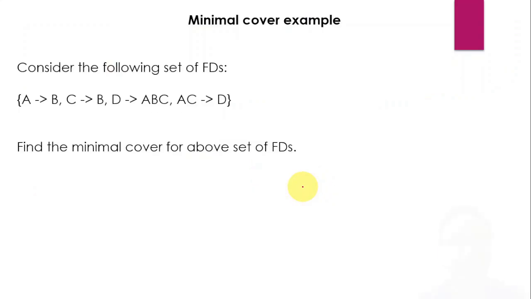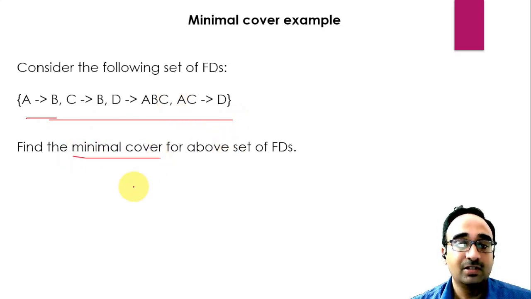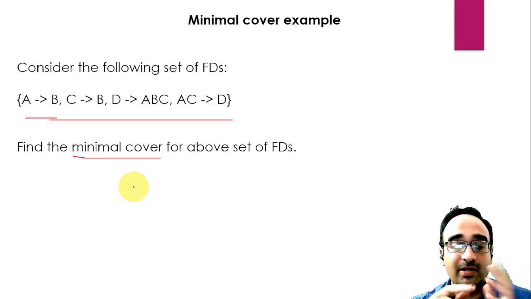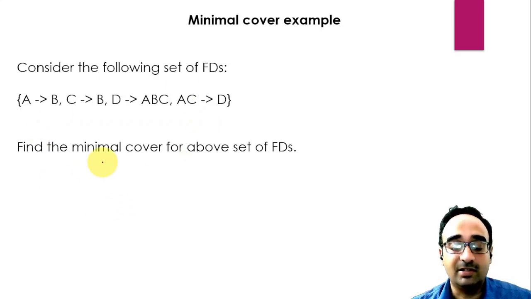Now, here is the example for finding the minimal cover. This is the set of FDs they are giving you, and from this they are asking you to find the minimal cover. They might ask you like this, and also they might give you two sets and ask you whether one set is a minimal cover of another set. That is also possible. Now let's see how to find the minimal cover.